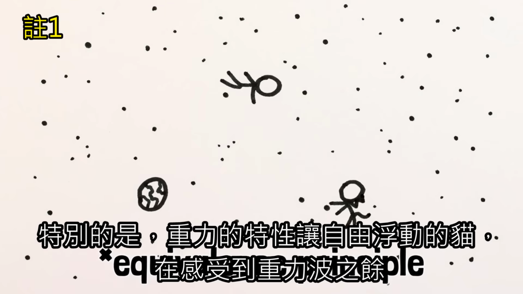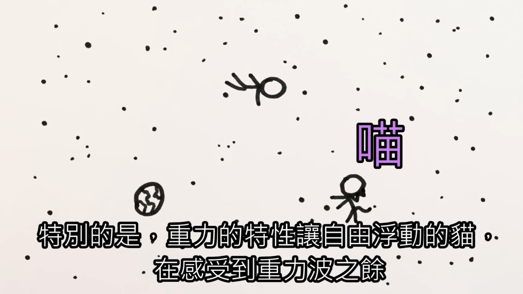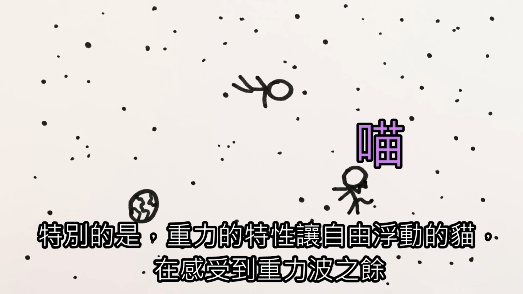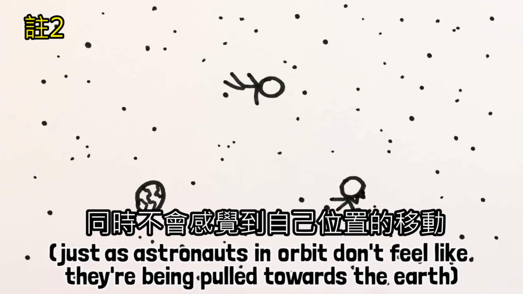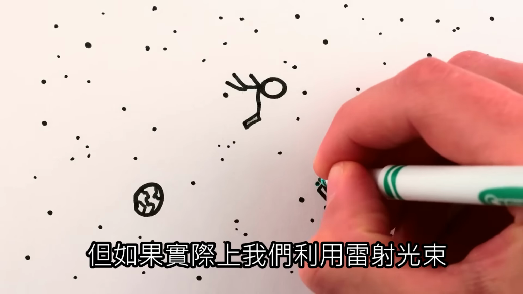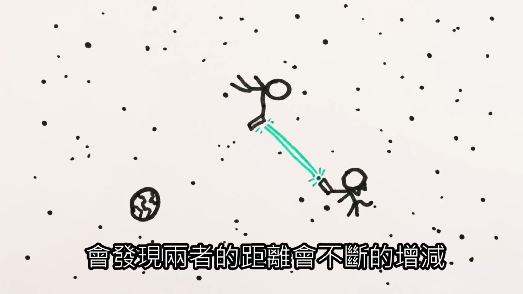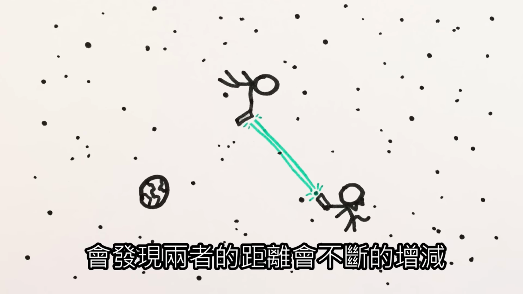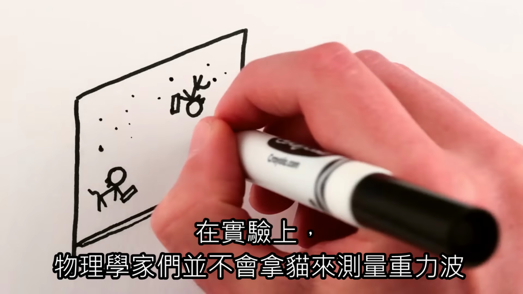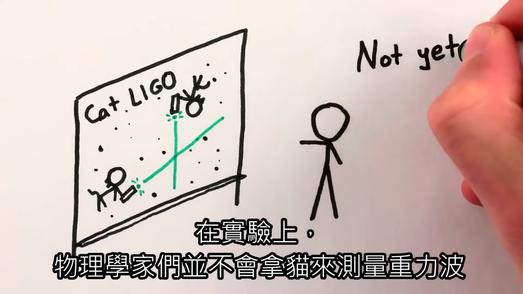Though in this last case, the peculiarities of gravity mean that the free-floating things actually experiencing the gravitational wave don't feel like they're moving. But if you measure the space between them by sending a pulse of laser light and measuring the time it takes for it to come back, you'll find that the distance between them increases and decreases. In practice, physicists don't actually measure gravitational waves with free-floating cats.